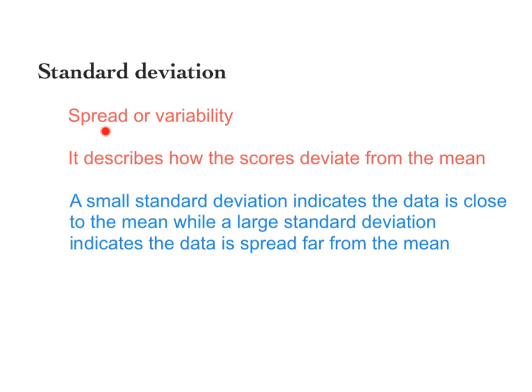This measures spread or variability. It describes how the scores deviate from the mean. A small standard deviation indicates that the data is close to the mean, while a large standard deviation indicates that the data is spread from the mean. Now, technically, these were all things you covered in Algebra 1. If they sound new, that's okay. We're going to really slow down and go through them tonight.